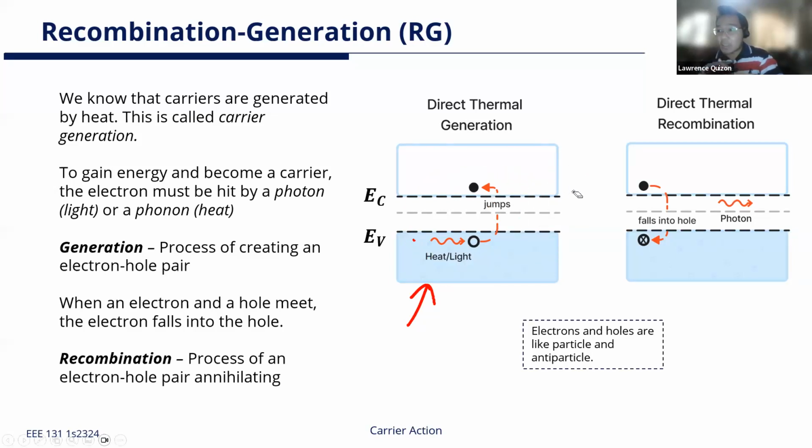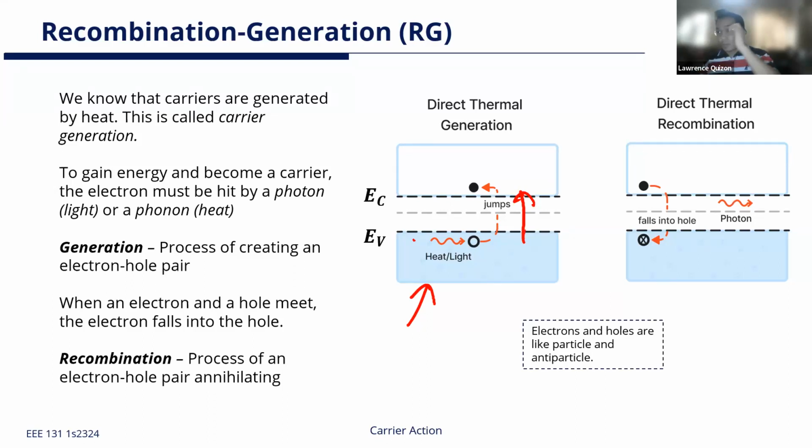The heat entered the electron, and it jumps up in energy to the conduction band. Where it jumped from, a hole is left. So you call this direct thermal generation. You generate a pair of carriers, one hole and one electron, directly from thermal energy. Direct, because it jumped directly from the valence band to the conduction band.